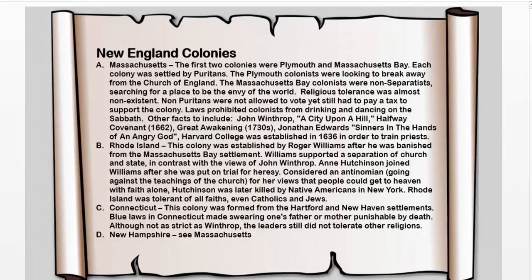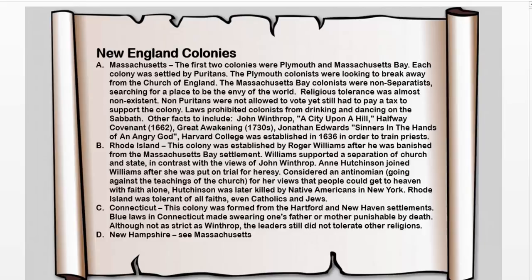For example, John Winthrop's A City Upon a Hill. He was the very strict leader of the colony. Harvard College was established simply to train people to be priests at the time. And don't forget that as fewer people were committed to religion, the colony did have to make some concessions. So the Halfway Covenant was a way to say that even if you did not go through a conversion experience, you could still be a partial member of the colony.